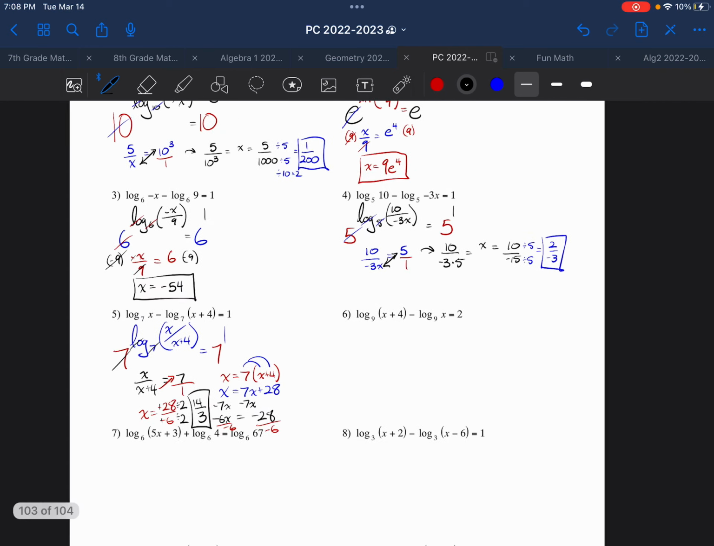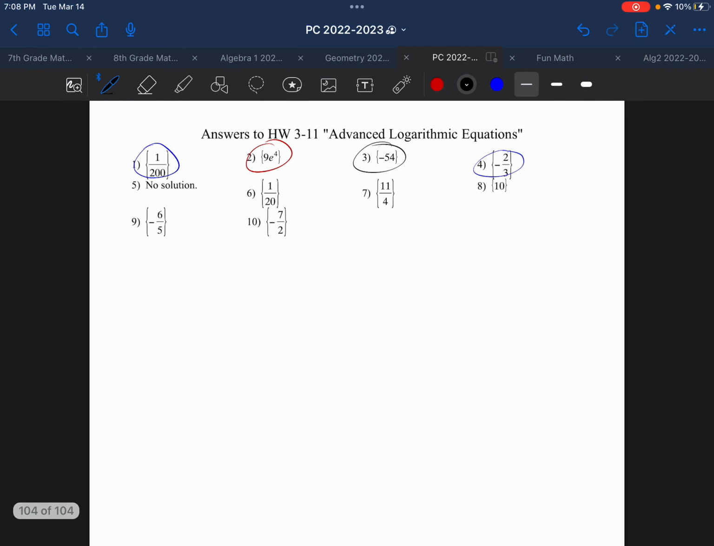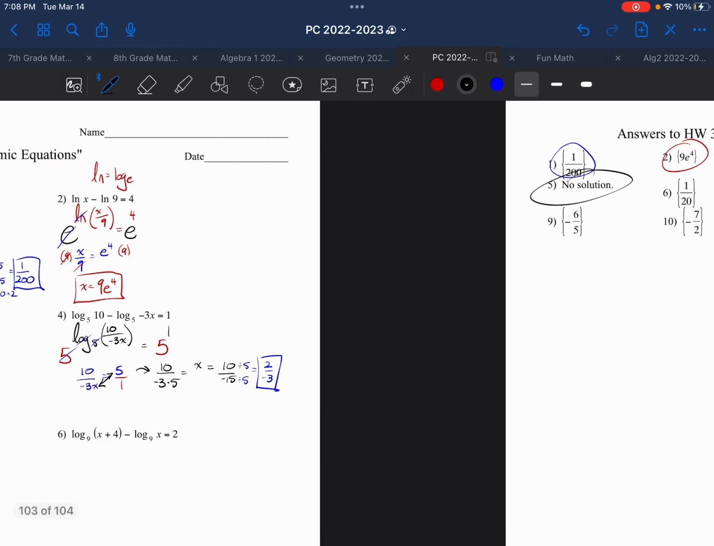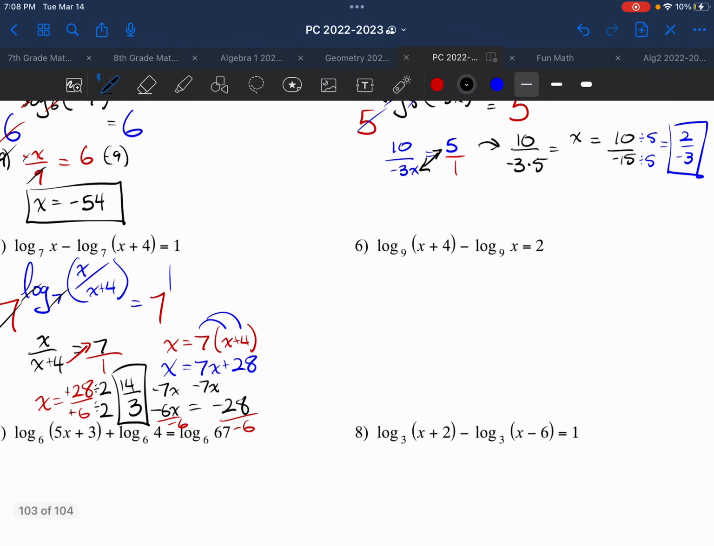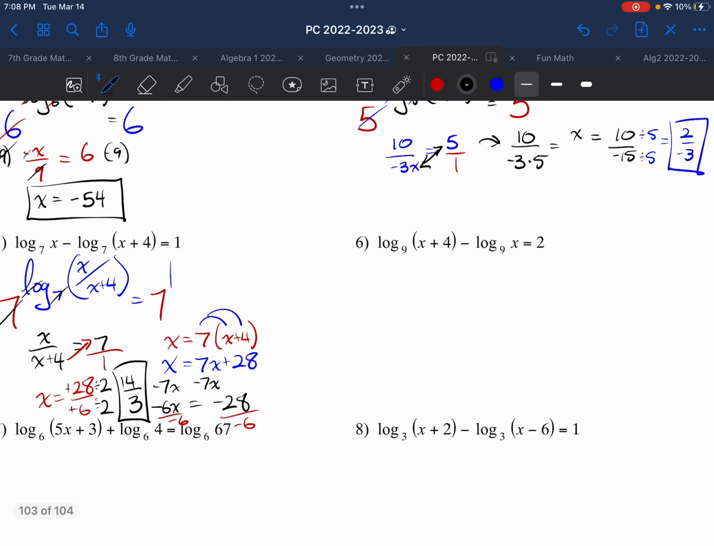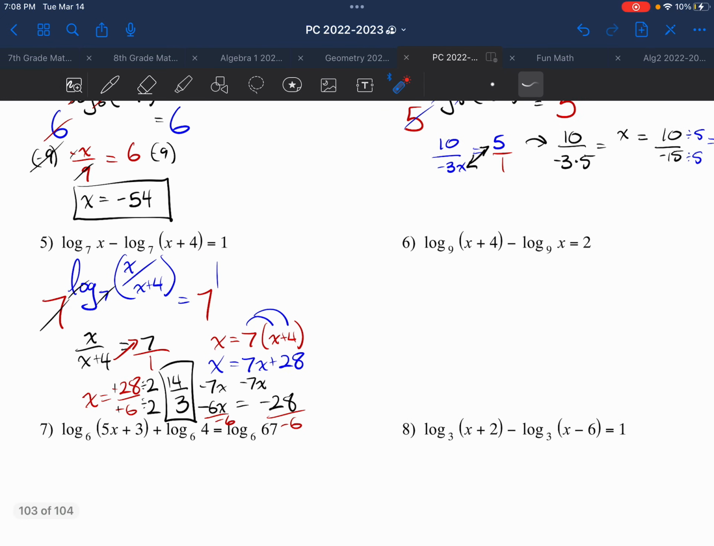Let's check. 14/3 for number 5. Oh, no solution. Huh. Why? I messed up somewhere. How did I mess up? Did I do 1 right here? No. What did I do wrong? 7 to the power of 1 is 7. I pulled the x plus 4 up here. Everything looked okay. What did I mess up on?